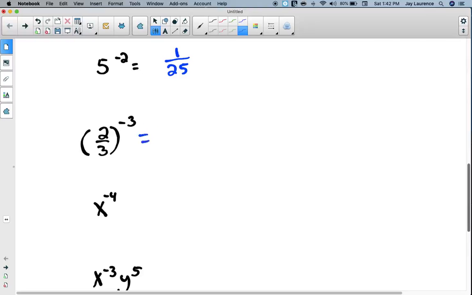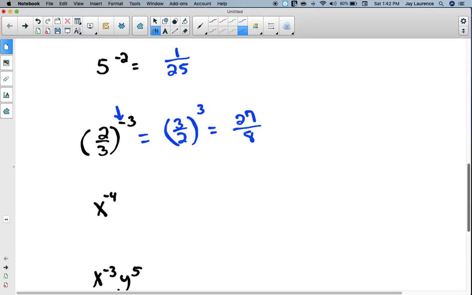It means use a reciprocal. First thing I'm going to do is use the reciprocal to get rid of that negative, and that'll become 3/2. Now, there's still a 3 out there, and so now I have to cube 3, which is 27, and cube 2, which is 8. So 2/3 to the negative 3rd power is 27/8. Yeah, that's how that works.